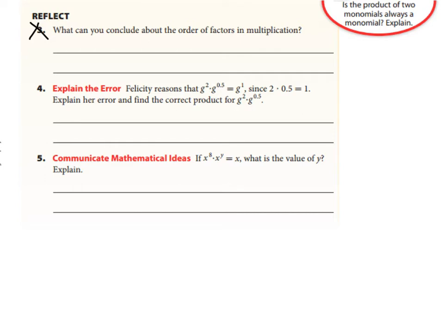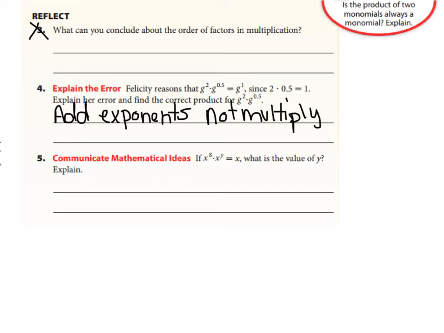So in number 4, if you multiply 2 times 0.5, you get 1. But why is that not the correct product for this problem? And the reason is you add exponents, not multiply. So the correct product should have been g to the 2.5.